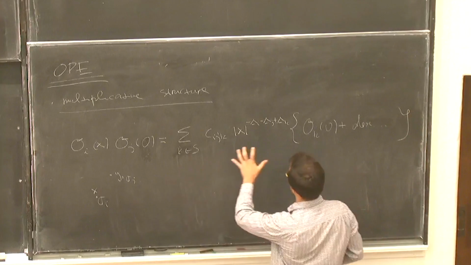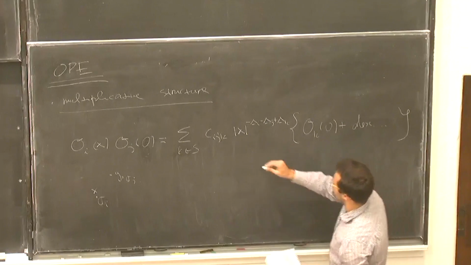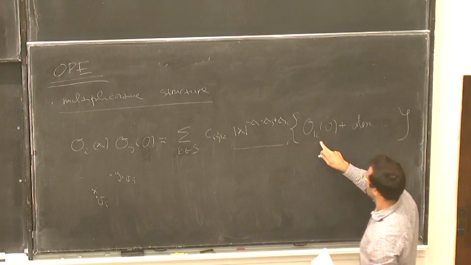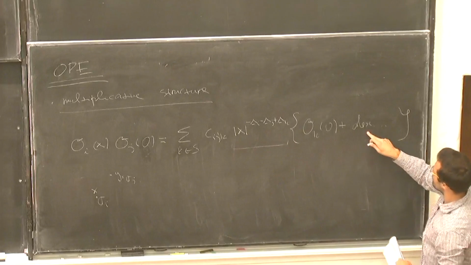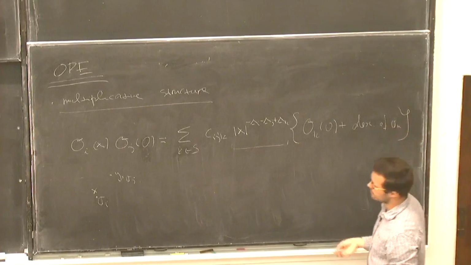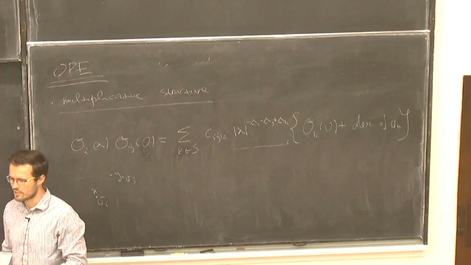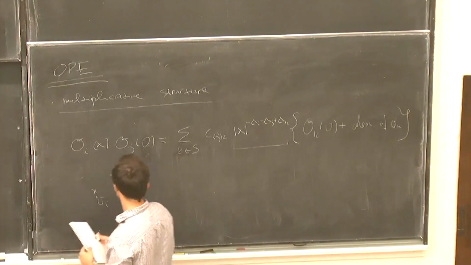And the form of the OPE is completely fixed by conformal invariance. So this prefactor is fixed by conformal invariance of the primary, and the way that the descendants of O_k contribute is also fixed by conformal invariance. And to see how exactly this works, I again refer you to Chris's problem set or Chris's lectures from last year.